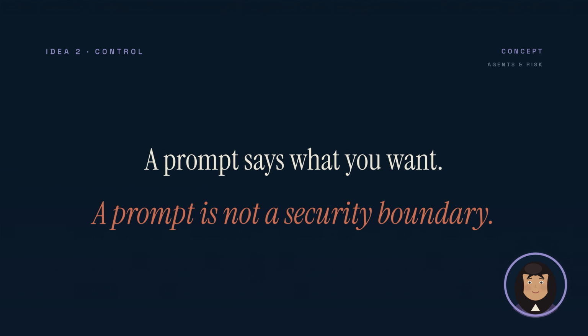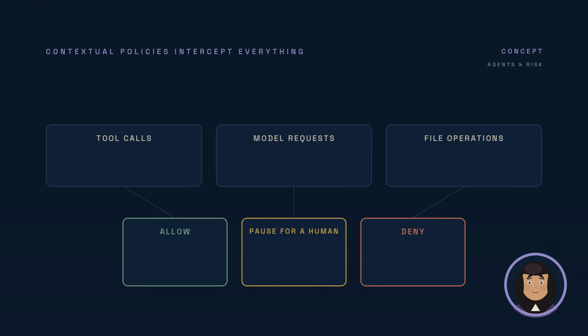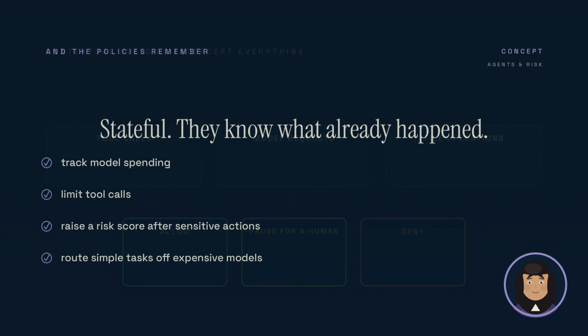The second idea is control. Prompts can tell an agent what we want, but prompts are not a strong security boundary. Omnigent uses contextual policies that intercept tool calls, model requests, and file operations. A policy can allow an action, pause for human approval, or deny it. Because the policies are stateful, they can remember what has already happened during the session. They can track model spending, limit tool calls, increase a risk score after sensitive actions, or route simple tasks away from expensive models.